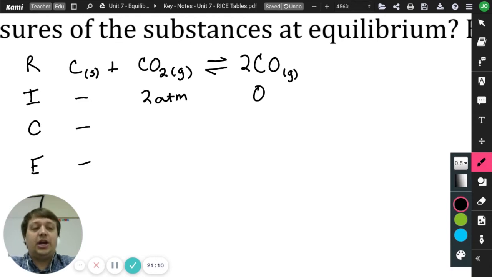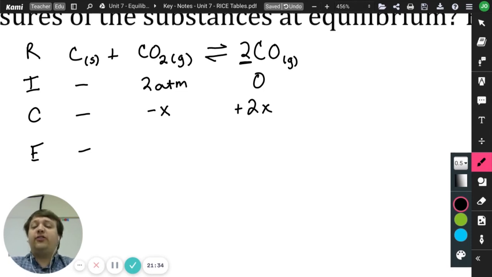Second, my change. Well, how's my change going to happen? I know that my carbon dioxide is going to decrease, where my carbon monoxide is going to increase. But something to note is that carbon monoxide is going to increase by that 2x. Why 2x? Because we've got a coefficient of 2. Okay? So now we can just fill in everything else. What I found was that carbon dioxide, to reach equilibrium, would be 2 minus x, and carbon monoxide would increase by 2x. Okay?